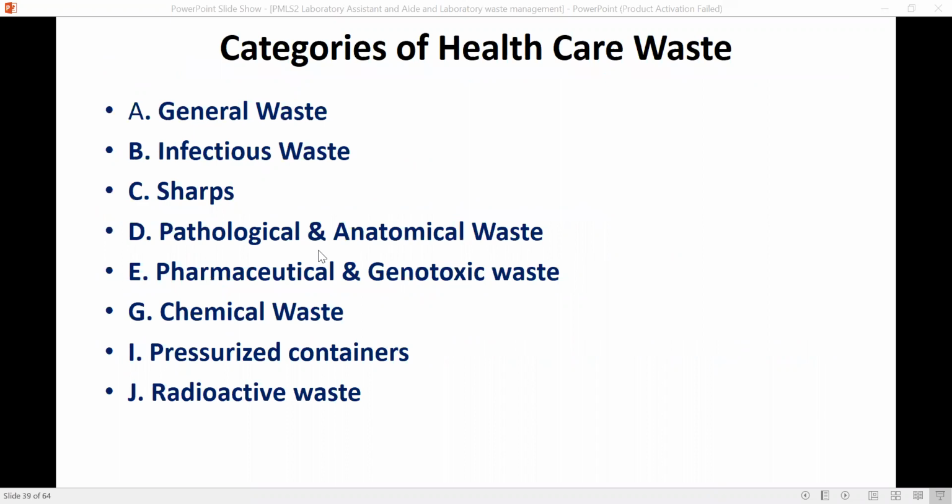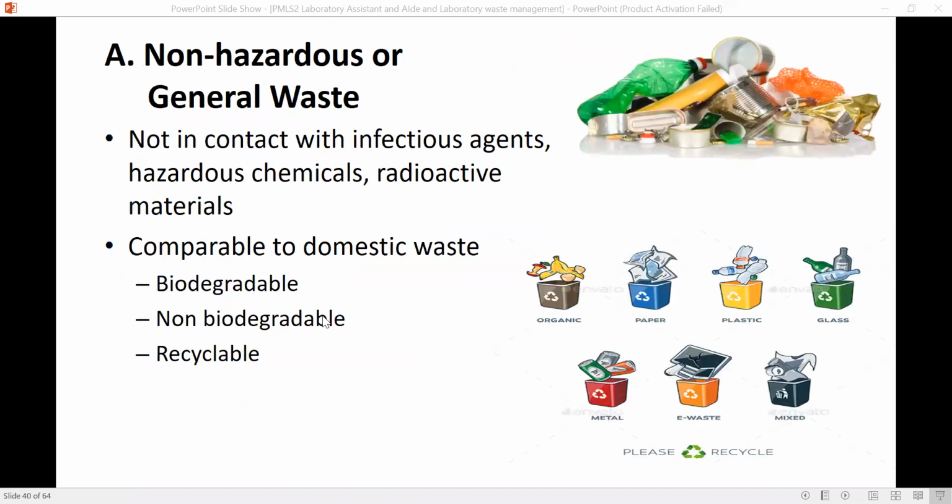Okay, now punta na tayo sa categories of healthcare waste. Hindi lang to laboratory waste ha, buong yan sa hospital, mga healthcare waste. So we have the general waste, ito yung mga classifications natin, and how to dispose. Review lang ito. So, we have the non-hazardous or the general waste sa healthcare.